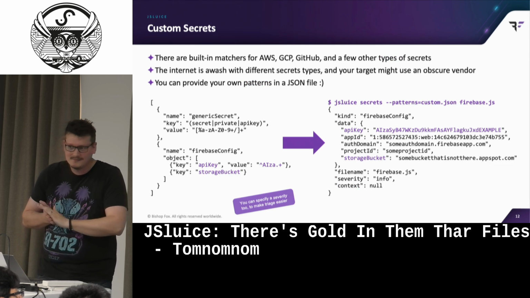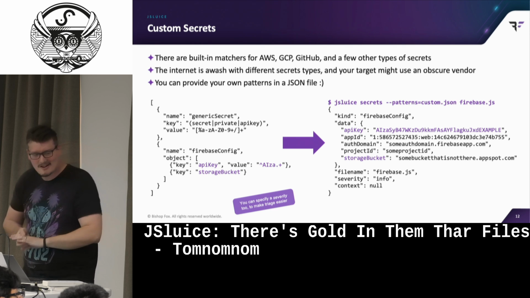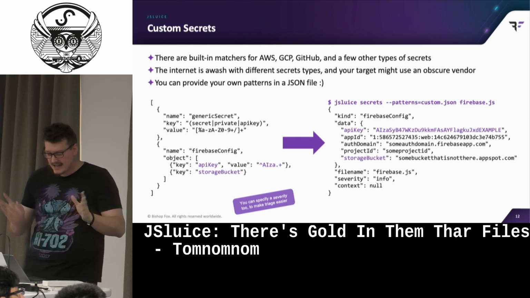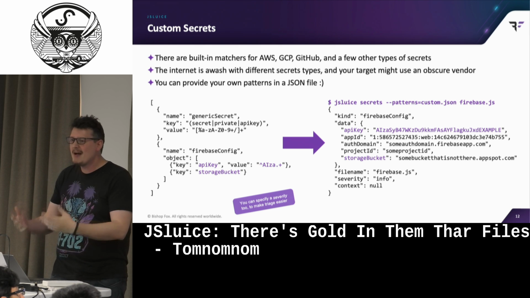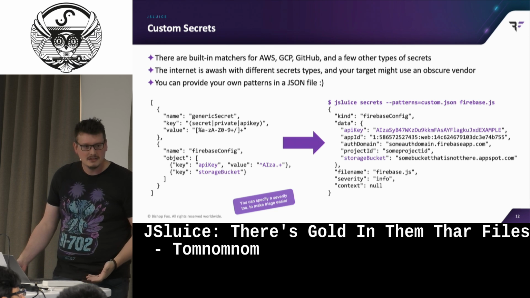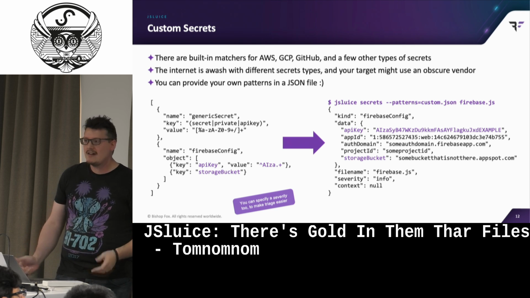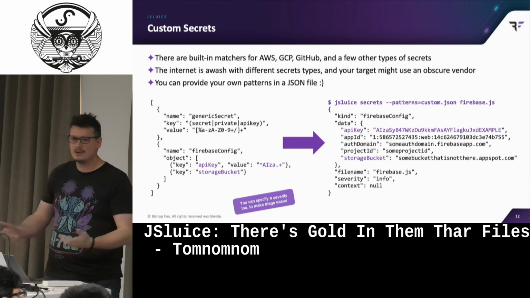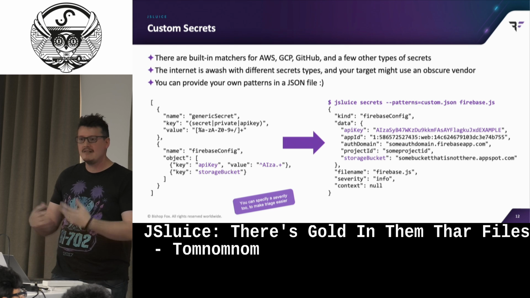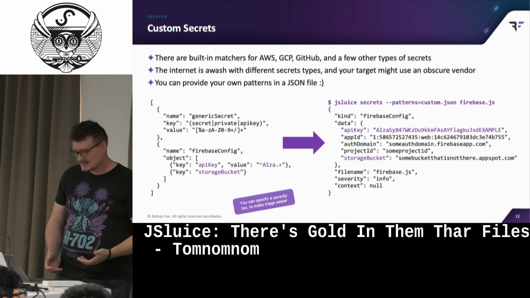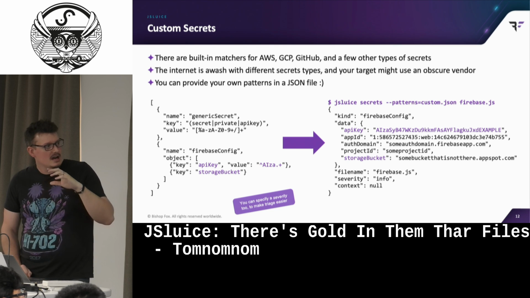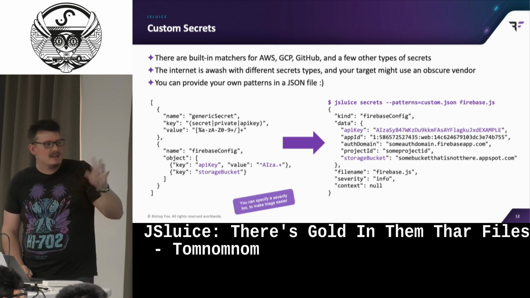There are, however, lots of different kinds of secrets out on the internet, it turns out. So JSluice has built-in matches for AWS, GCP, GitHub, and a couple of others. Like, not that many, really. And that's partly because it's an endless task. You will never finish. You could have 100 matches in there, and chances are the one target that you're looking at uses some obscure vendor I hadn't heard of. Or maybe they have their own particular pattern of secrets that you want to look out for. And because of that, JSluice supports custom patterns. And they use regular expressions.